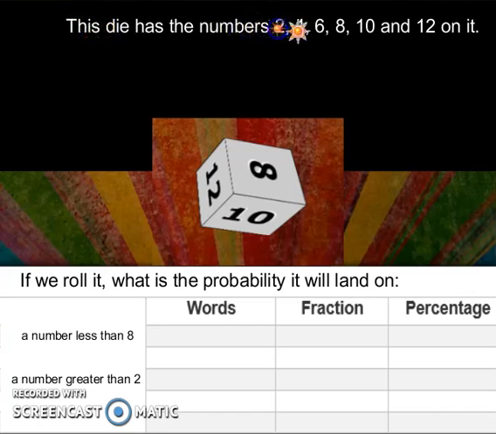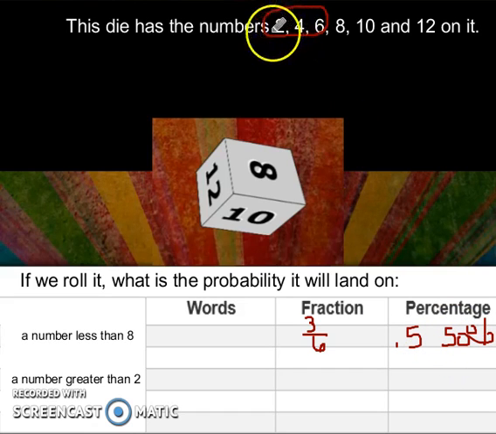The die has the numbers 2, 4, 6, 8, 10, and 12 on it. If we roll it, what is the probability it will land on a number less than 8? Well, there's 3 numbers less than 8. So there's 6 numbers altogether. 3 are less than 8. It's 1/2. So that's 50-50 chance.